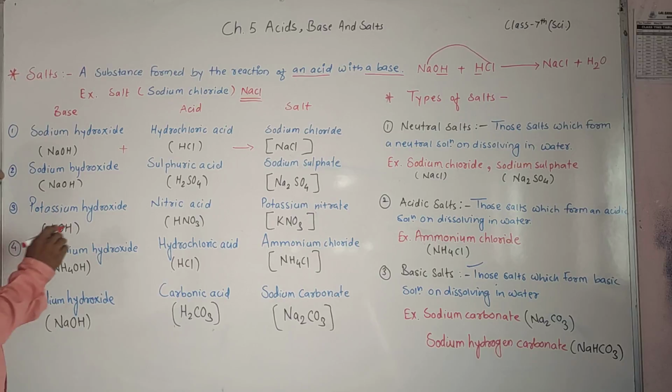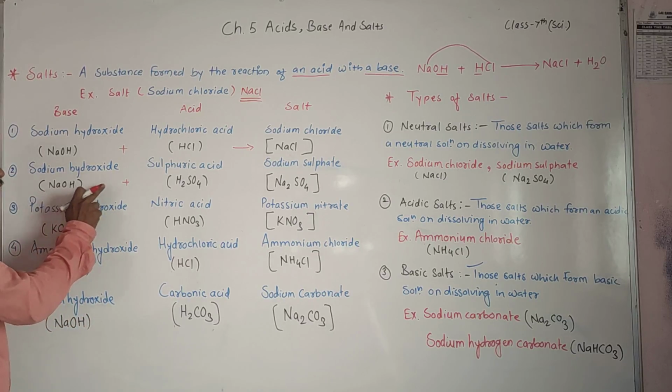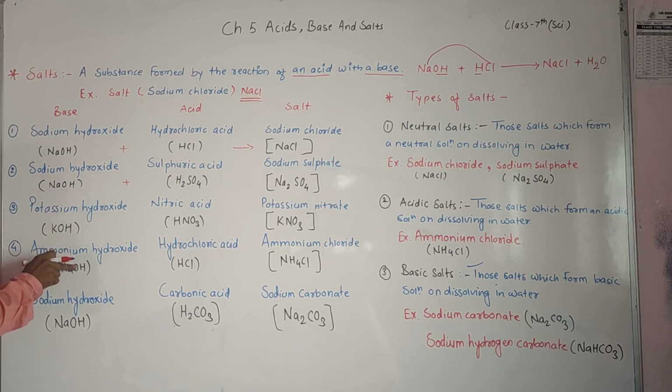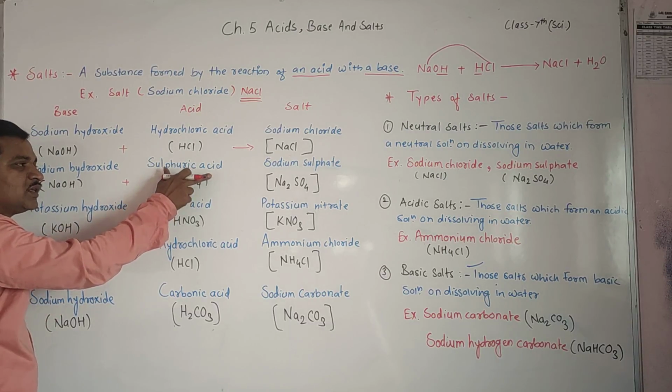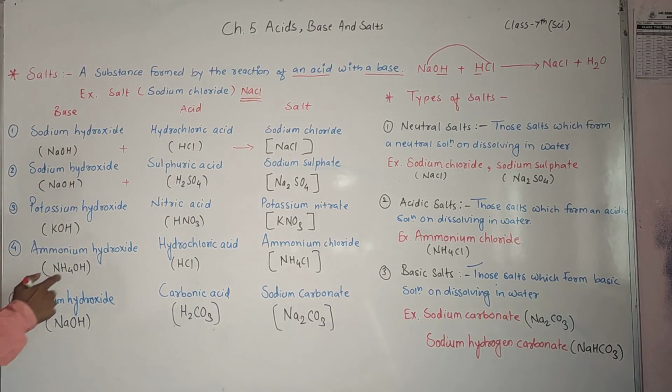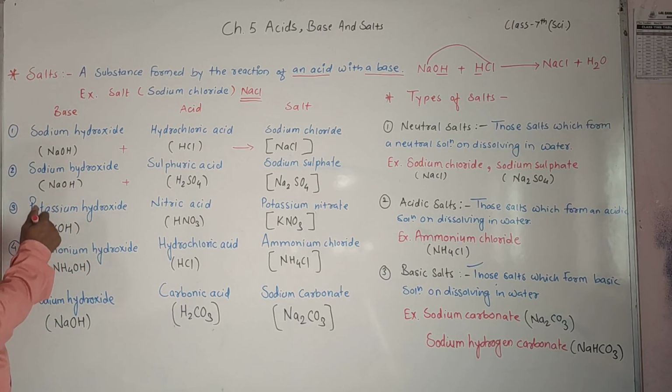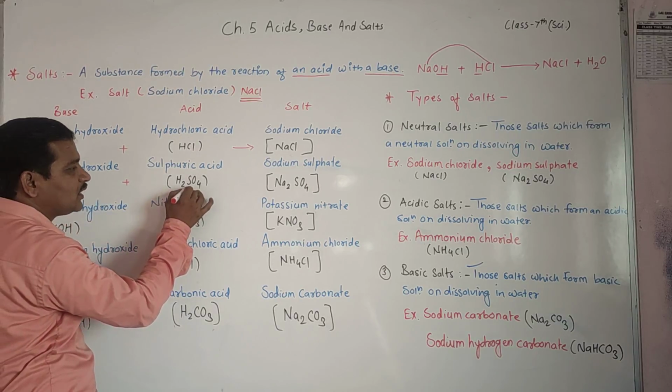Now how does this reaction take place? See the reaction, NaOH plus H2SO4. NaOH is the formula of sodium hydroxide and H2SO4 is the formula of sulfuric acid. Now these two reactants mix with each other, and then what happens? This Na combines with SO4.